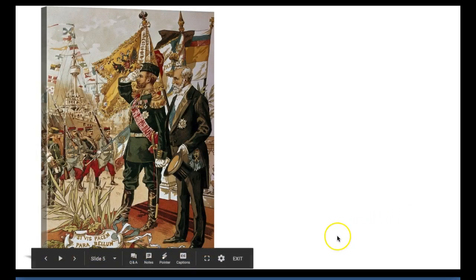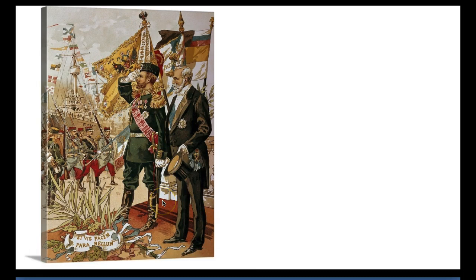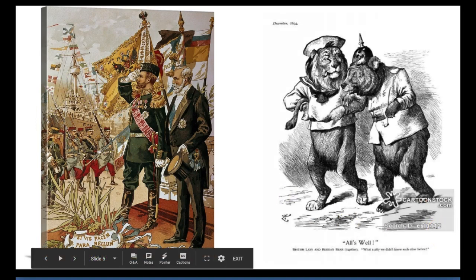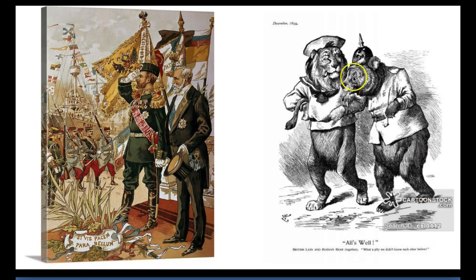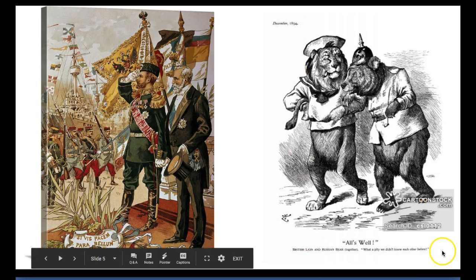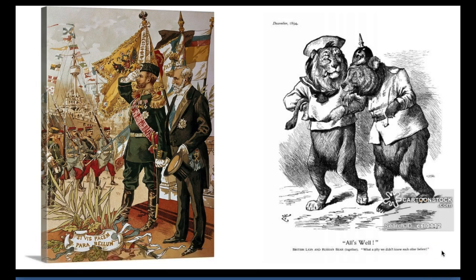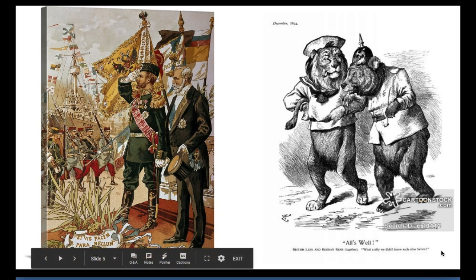Okay, so here's another image to portray this idea of the Triple Entente. Here is France. Here is Russia. And you can see the different soldiers down here together, and the Navy. Okay, and a political cartoon. It reads that it was December of 1894 that it appeared in publication. At the bottom it says, "All's well, British Lion and Russian Bear together. What a pity we didn't know each other before."